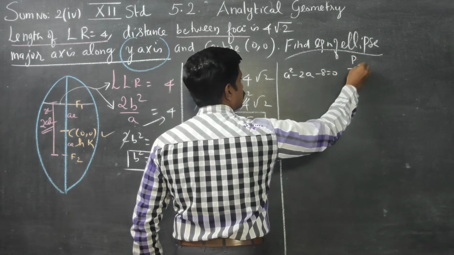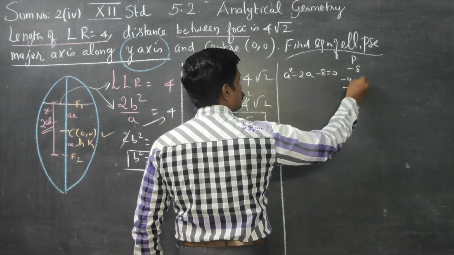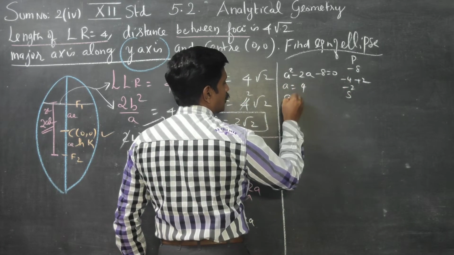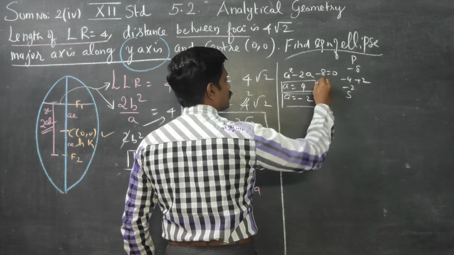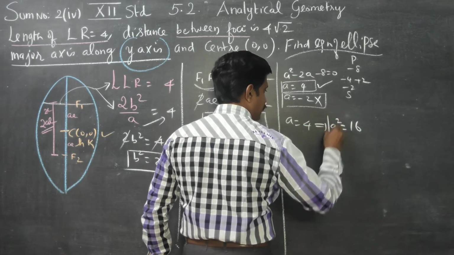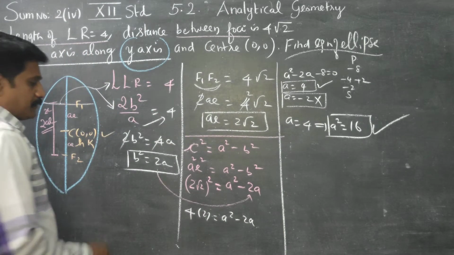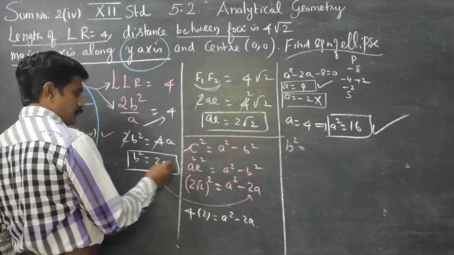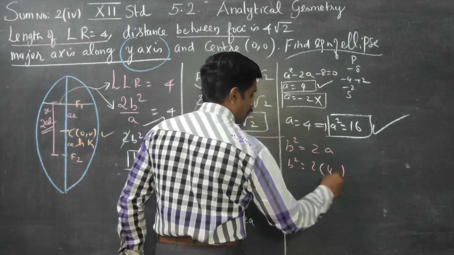Using product and sum, the factors are minus 8 and plus... 4 twos are 8, so a is equal to plus 4 and a is equal to minus 2. The negative value is not possible, since a cannot be negative. Therefore a is equal to 4 is possible. a is equal to 4 means a square is equal to 16. The first information, a square, is found, and h, k we already have. Now we must find b square. b square is equal to 2 times a, so 2 times 4, and your answer is 8.